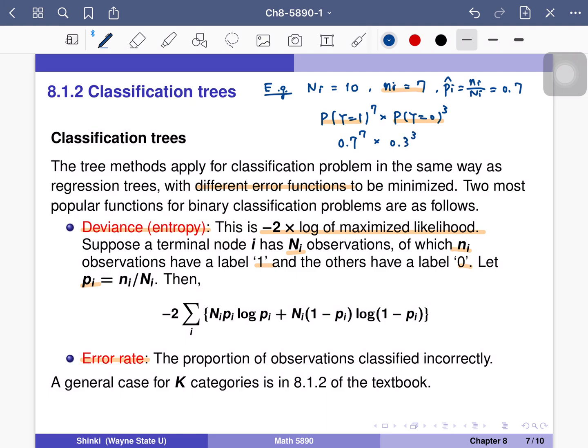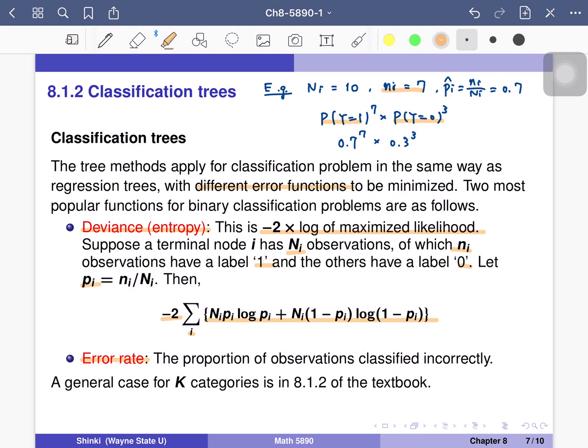So actually in general, it is described as this. If we take the average of this over all i's, so all terminal nodes i, and then multiply by negative 2, then this becomes the deviance.